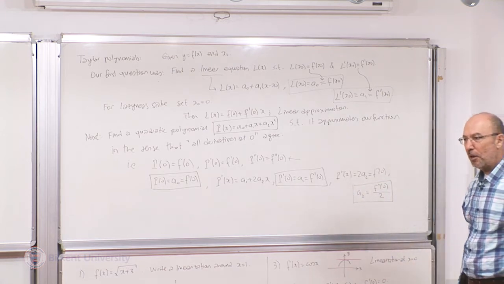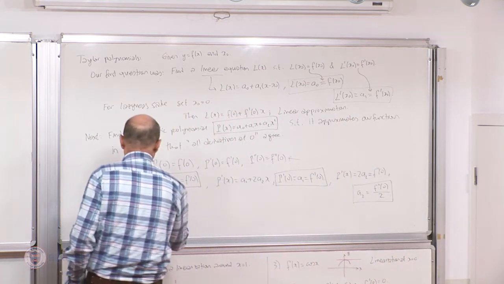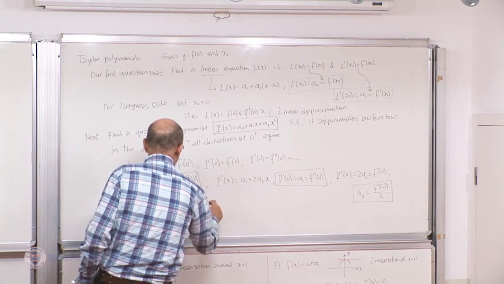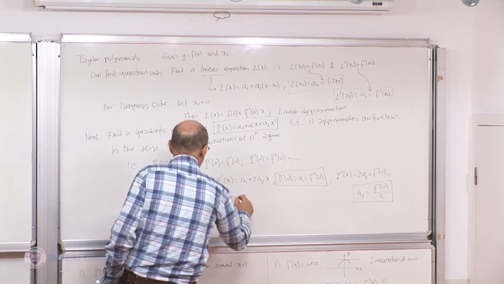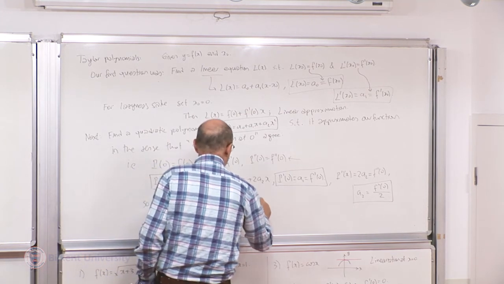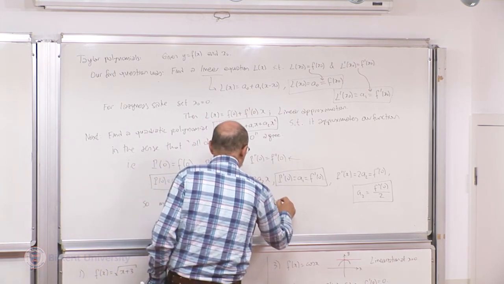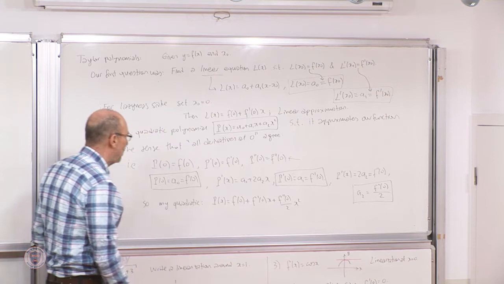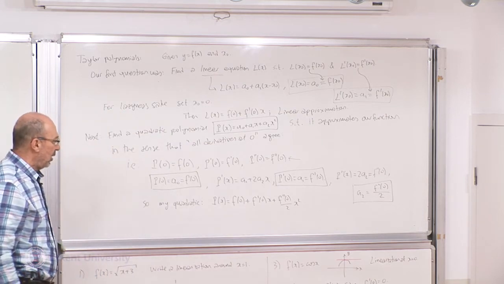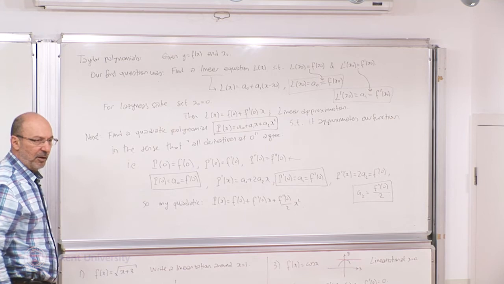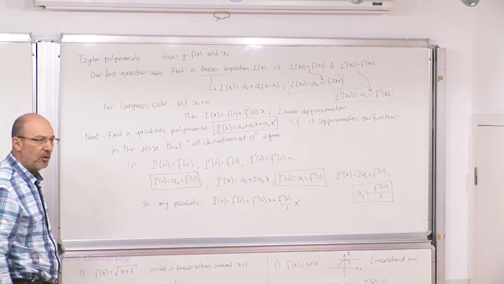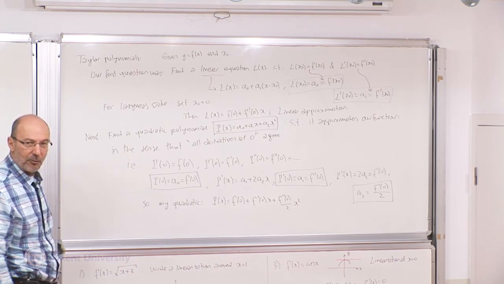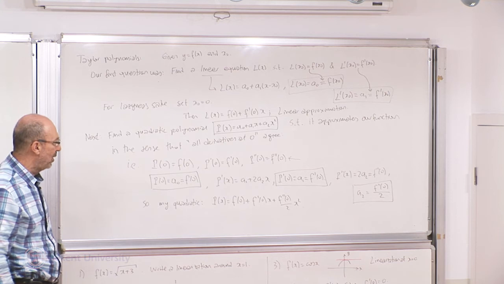Okay, so my quadratic is P of x equals f of 0 plus f prime of 0 x plus f double prime 0 divided by 2 x squared. Okay, so this polynomial is a better approximation for my function. Again, at this point, we don't have the tools to check that this is a better approximation, so you have to rely on my word.